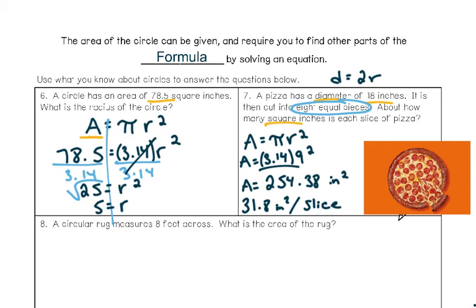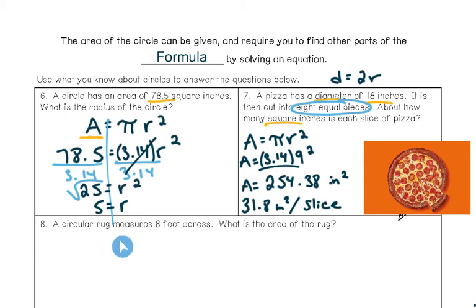And I wrote that like I would write a unit rate since it's per one slice. So we've answered the question. Since it said how many square inches is each slice of pizza, I found the area of the entire pizza and then divided it into eighths. That's how much area is in one slice of pizza. Let's go ahead and look at number 8.